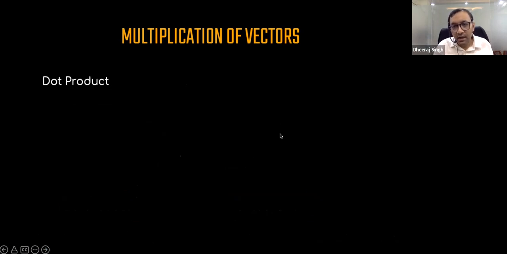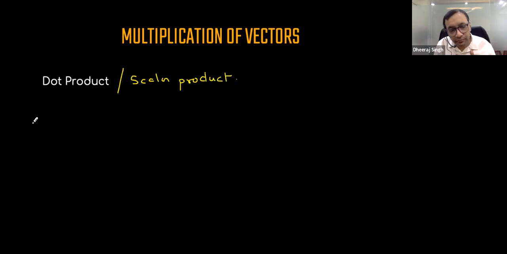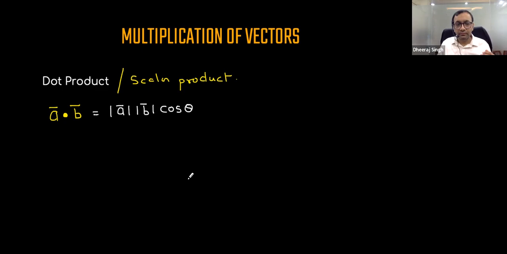Dot product. Let us say I have to multiply a vector with another vector and the outcome is a scalar quantity, then the name is dot product, also called scalar product. There are two names to it. It is written like this: A vector, put a big dot between A and B. This is how dot product is written. All right. The outcome is magnitude of A into magnitude of B into cos of the angle between A and B. Clear to all of you?